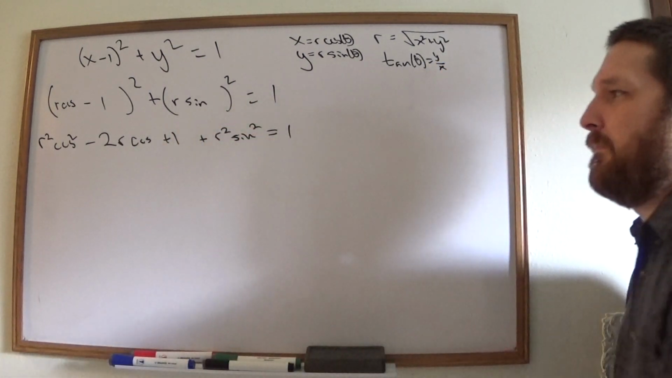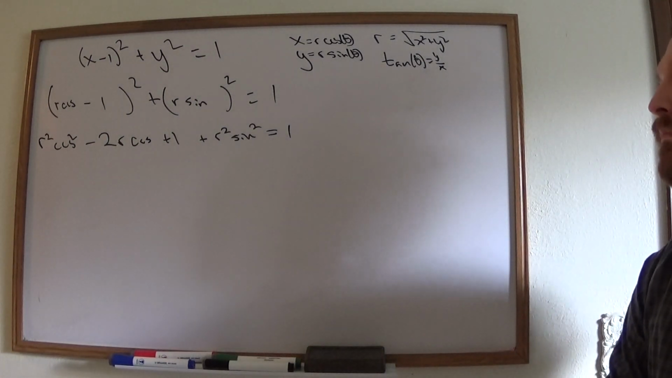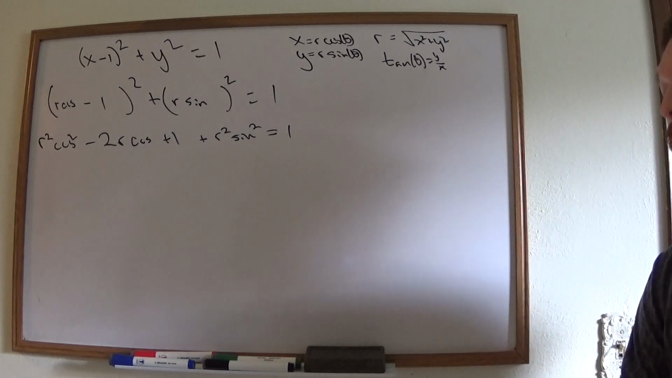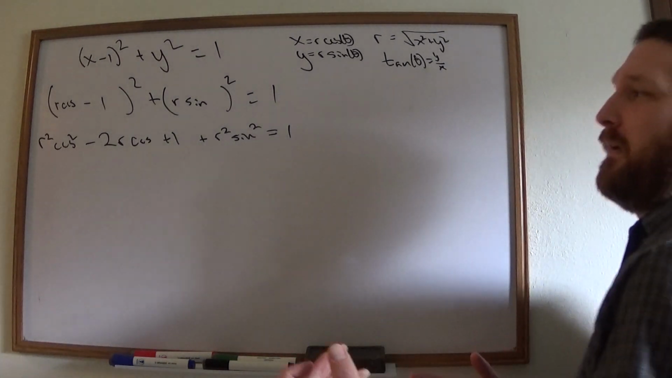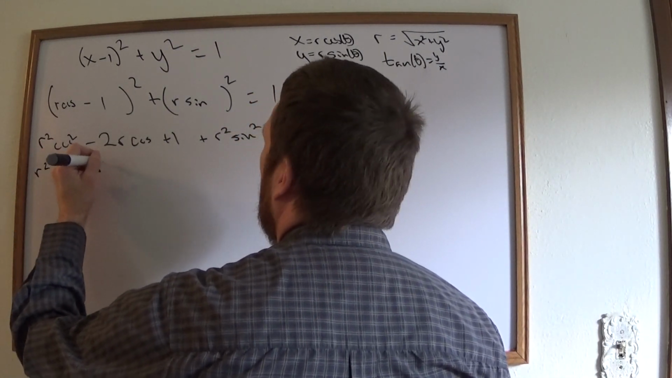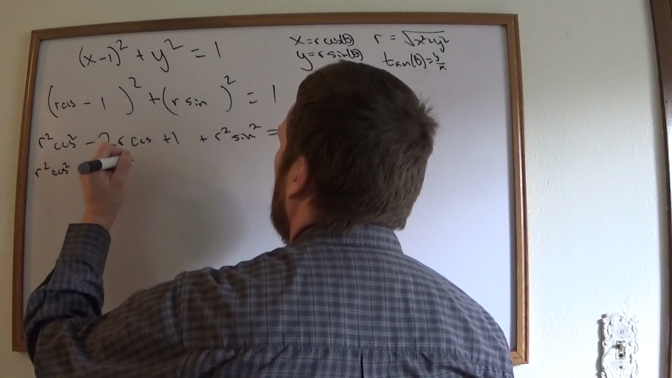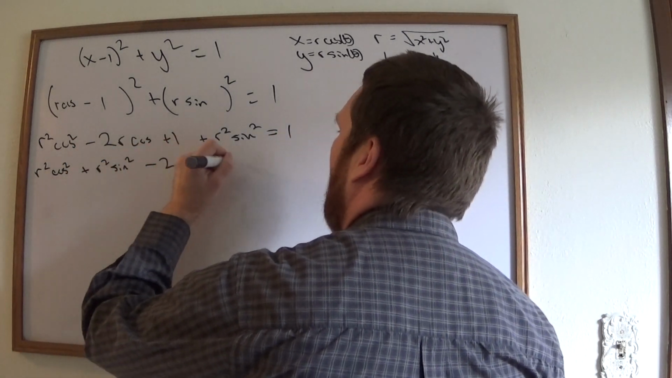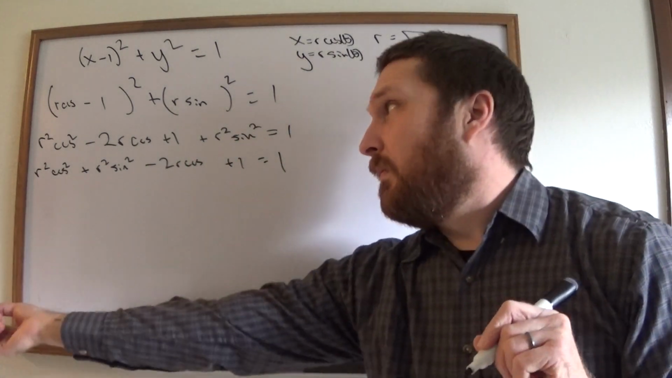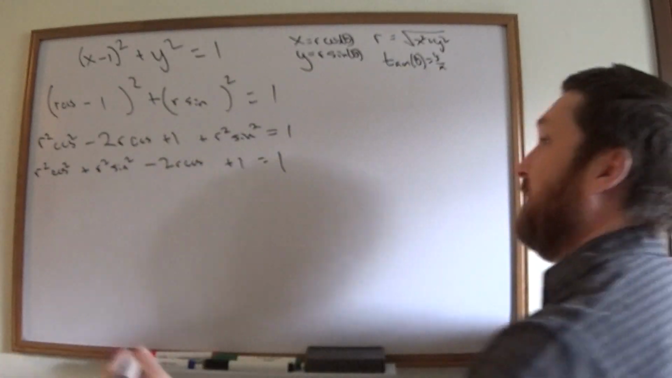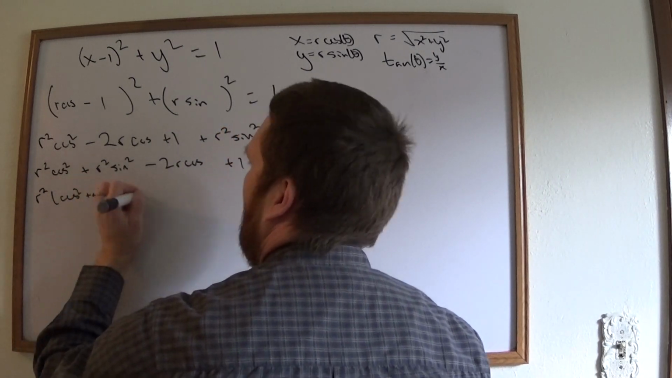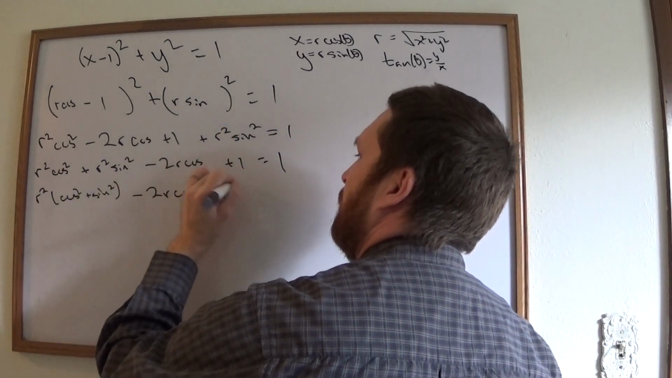Is there anything we could simplify? Let's factor out just the r squared. Anytime I see a sine squared and a cos squared, I'm like, well, let's at least do that. We could have taken some other steps that would have been equally as smart, but we'll just do this. Factor out the r squared, and you have your cos squared plus sine squared, which goes away. And now r squared minus 2r cos plus 1 equals 1.